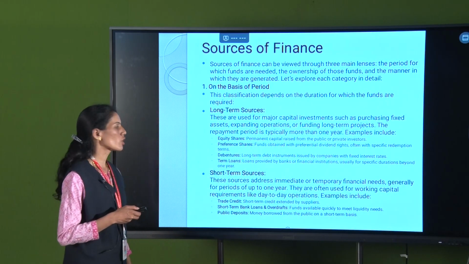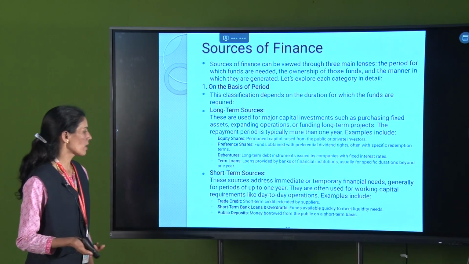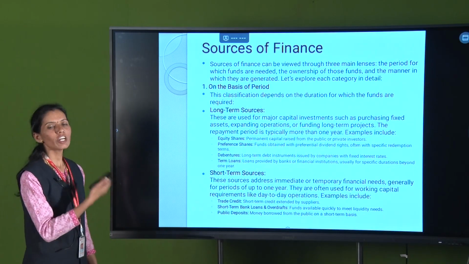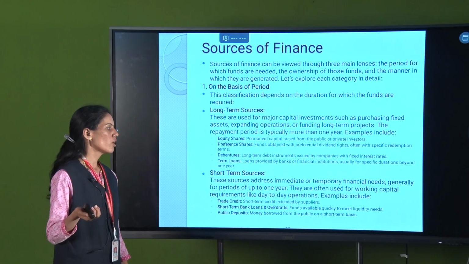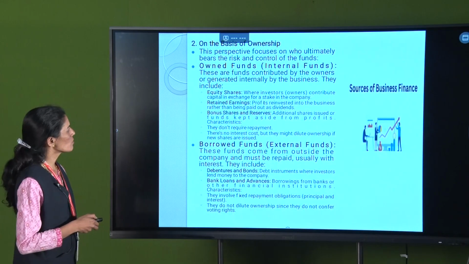Trade credit is short-term credit extended by the supplier. Short-term bank loan or overdraft means funds available quickly for liquidity needs. Public deposit is money borrowed from the public on a short-term basis. This is the public deposit.